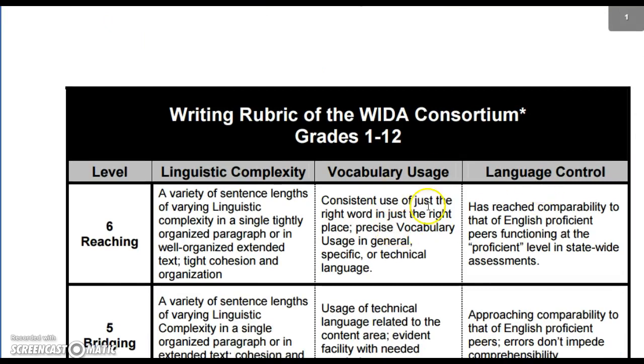Lastly, we have language control. Language control also maps very well onto the WIDA speaking rubric. And again, it's important to remember that language control is very dependent on what we're seeing in the linguistic complexity category. And remember, language control refers to the amount and the types of errors that students are making and the way in which those errors affect our ability to understand the writing that students are producing.